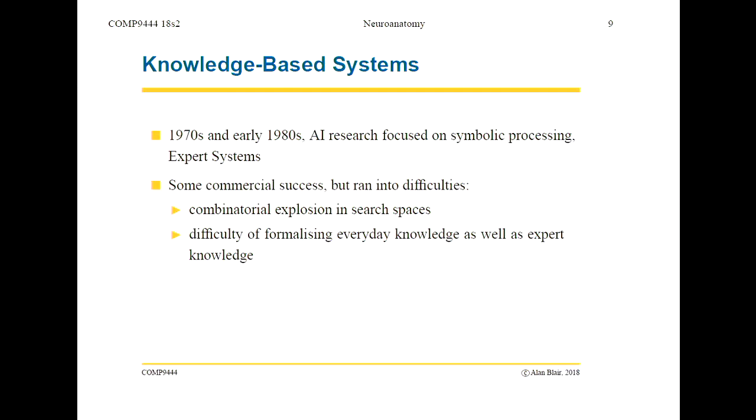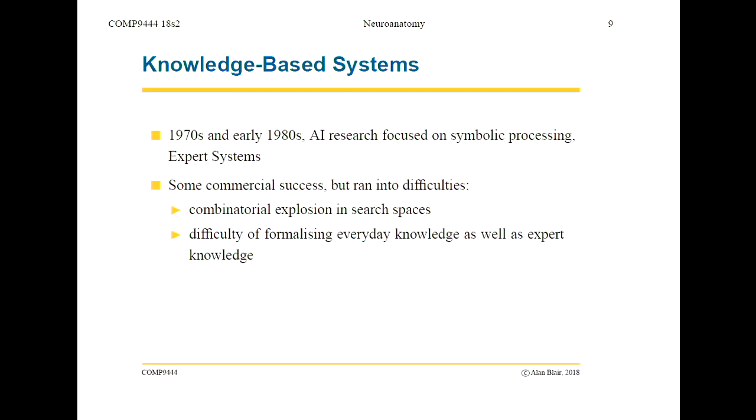But it led to two problems. So the first one is the combinatorial explosion in search space. You have facts and then you have rules, and from the rules you can deduce new facts. But the number of different facts you could potentially generate, you could generate millions of facts, but most of them are irrelevant, so there's a difficulty in generating the relevant facts. And also it's difficult to formalize everyday knowledge in a computing system.